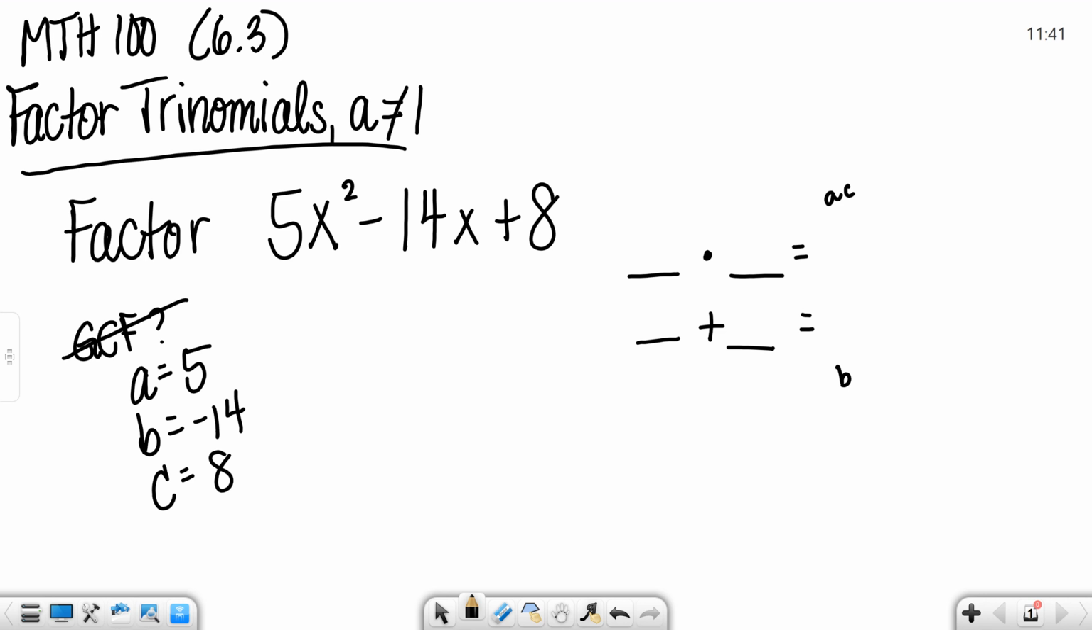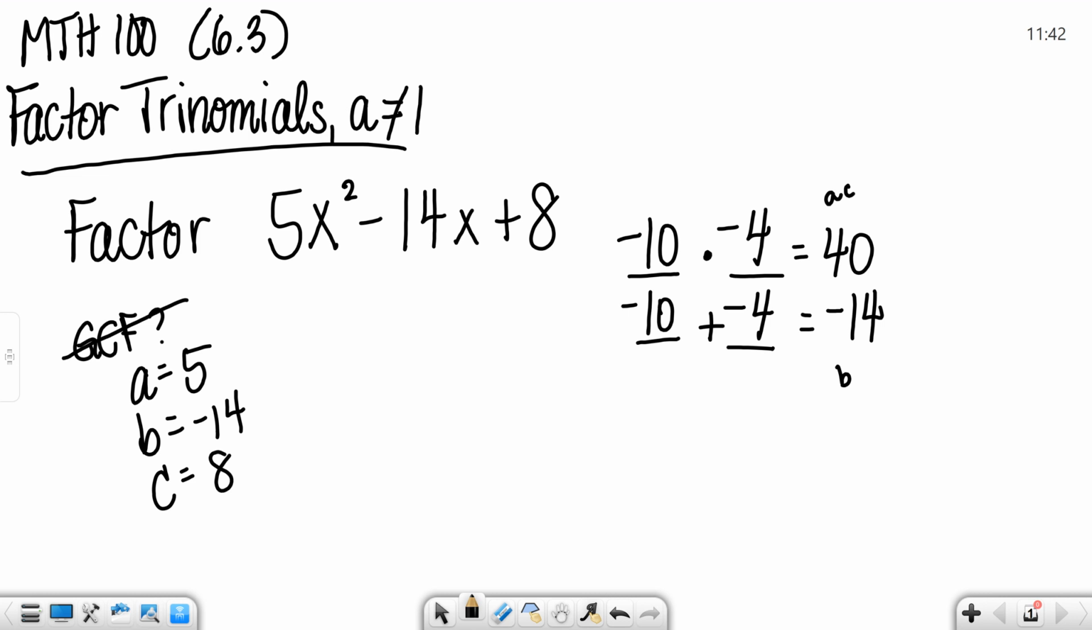So over here, when I have my 2 blanks, something times something is going to be equal to 5 times 8, which is 40. And then 2 things that add together to be negative 14. This is what I'm looking for. Remember, whatever we put in the blanks has to be the same. All right, so the 2 numbers that would multiply to give me 40, but also add to give me negative 14 are negative 10 and negative 4. Notice that does give me positive 40 when I multiply, and it gives me negative 14 when I add.